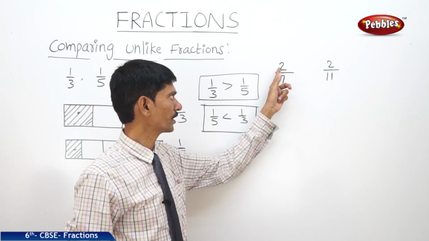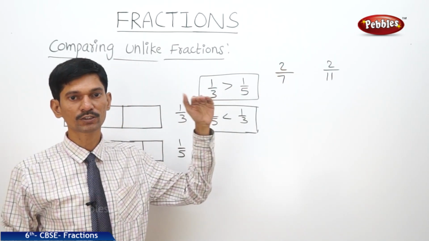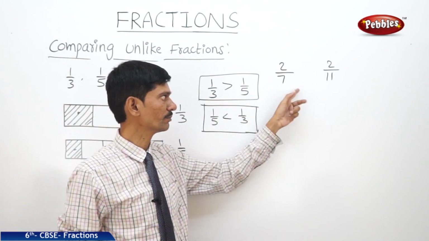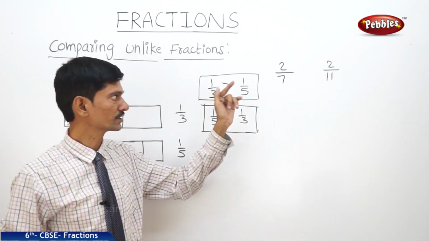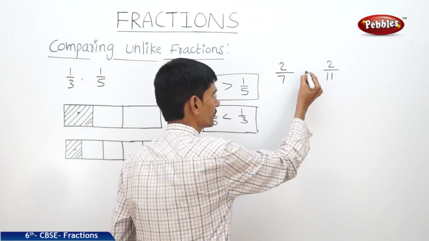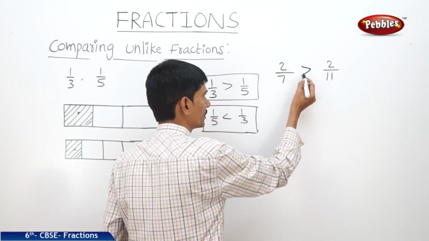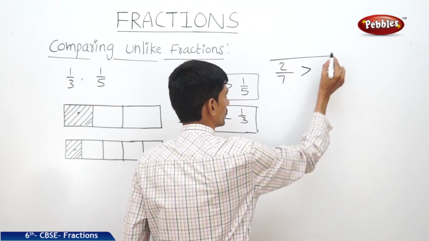So if you observe the numerators, they are equal, then how to compare the fractions? So when the numerators are equal, then we should compare the denominators. So whatever the fraction with lesser denominator is greater than the fraction with larger denominator. So 2/7 is greater than 2/11.